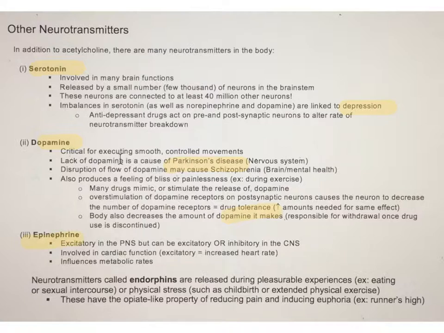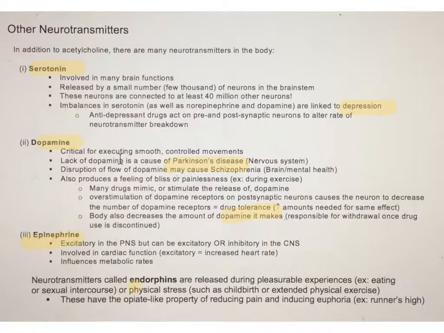Another one that we will look at briefly is epinephrine, and you may have heard of epinephrine before. It has an excitatory effect in the parasympathetic nervous system, but it can be excitatory or inhibitory in the central nervous system. So if you're not sure what those two are, please go back to your first note on this lesson. Epinephrine is involved in cardiac function. So if it has the excitatory effect, you have an increased heart rate, and it can influence metabolic rates as well. So again, drugs are capitalizing on that, and they're making drugs that will react like epinephrine does to give you that excitatory effect.